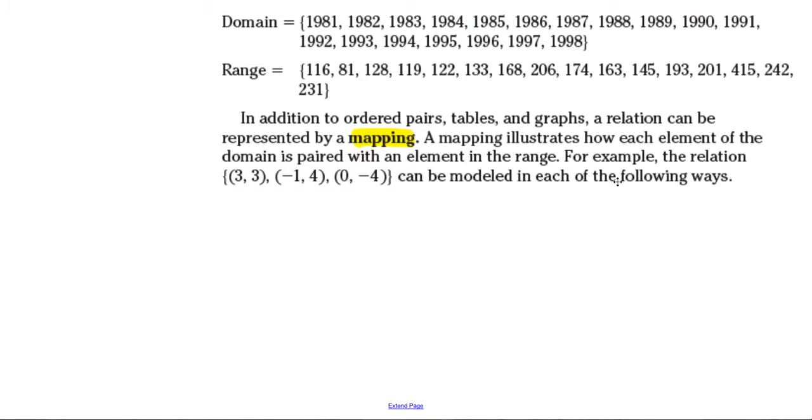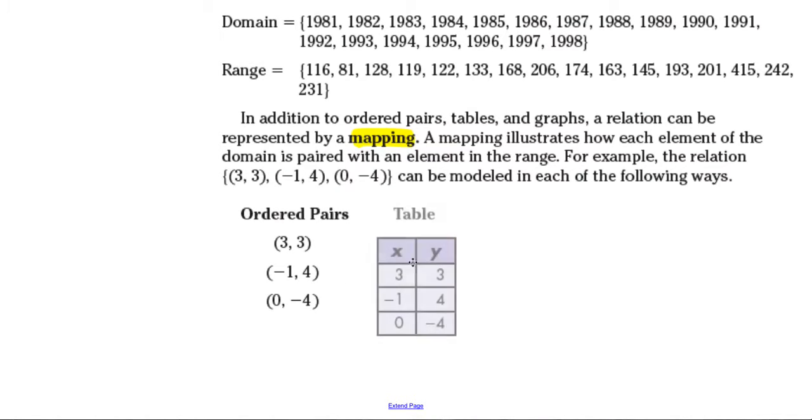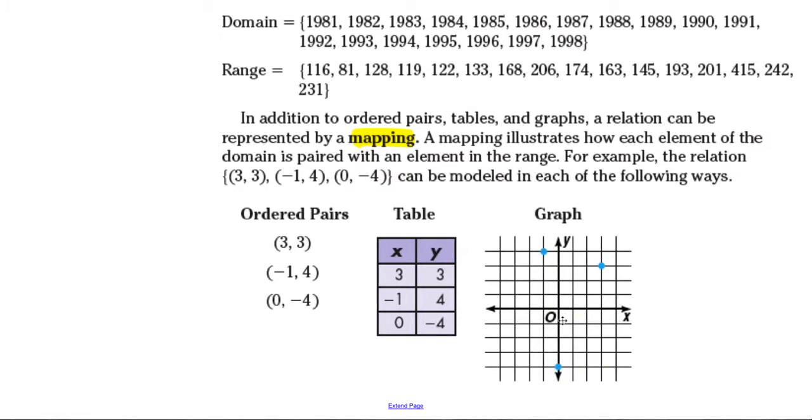For example, the relation (3, 3), (-1, 4), (0, -4) can be modeled in each of the following ways. Remember, we can model this as an ordered pair, such as this one: (3, 3), (-1, 4), (0, -4). We can put it into a table as well. X, Y: 3, 3; -1, 4; 0, -4. We can even graph this, what we learned, plotting all three points.